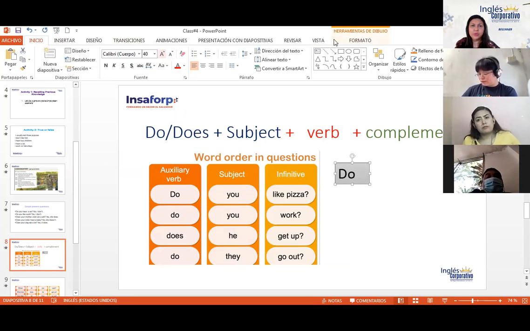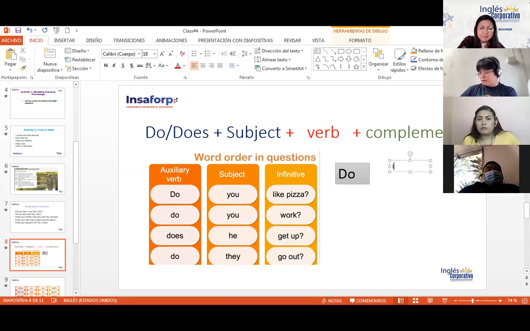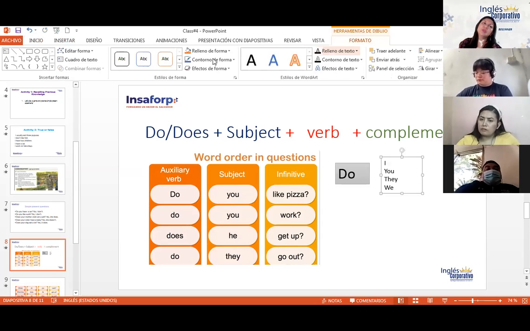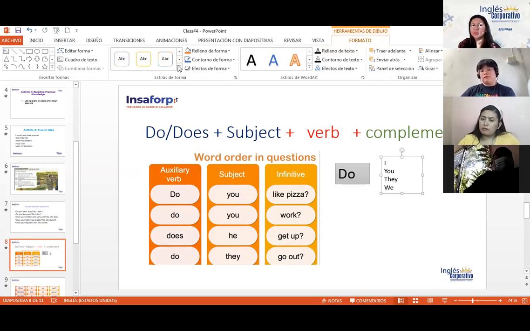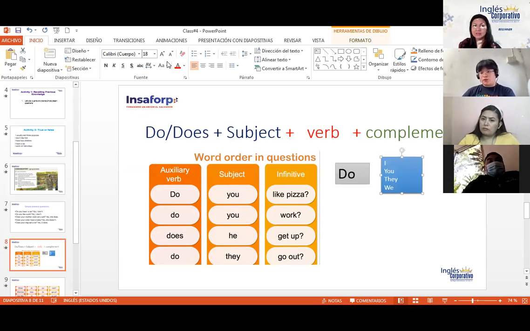We use do with which subjects? I, you, they, and we. With these subjects, we use do. Do I look well? ¿Me veo bien? Do I look well? Right?